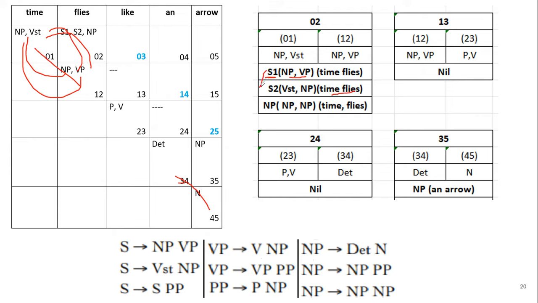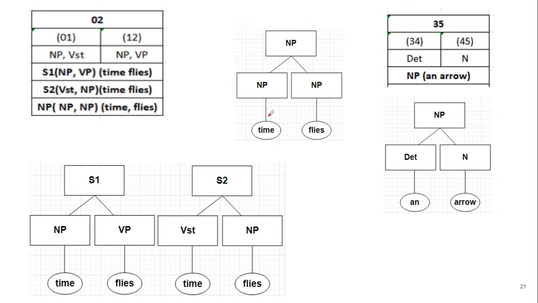Now here we can see the chances of multiple parse trees being generated. Here time flies is the same, but finally it is a noun phrase, it is not converted to the start symbol, so this can be intermediate. Now we can see the diagram for this. This is a noun phrase, that is an arrow, and for this one it is S1, noun VP, VST, NP, and this is converted to the noun phrase. So 3 ways can be possible.